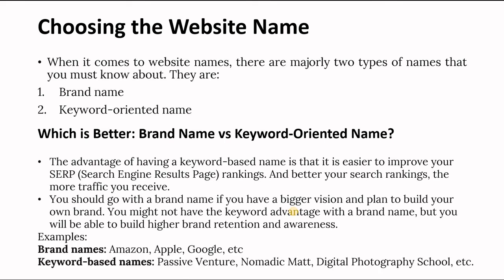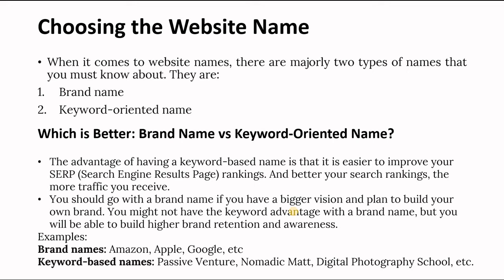So let's look at some examples to understand this better. Some brand names include Amazon, Apple, Google, etc. And keyword based names include Passive Venture, Nomadic Mat, Digital Photography School, etc. So as you can see, in the keyword based names, we have included keywords. For example, Passive Venture, when you see that name itself, you will be able to associate it with, okay, it's related with passive income based ventures. The Nomadic Mat, the nomadic itself tells us that it's about nomadic life, it's about travel. Then the Digital Photography School, the name itself suggests, it's about learning about digital photography.